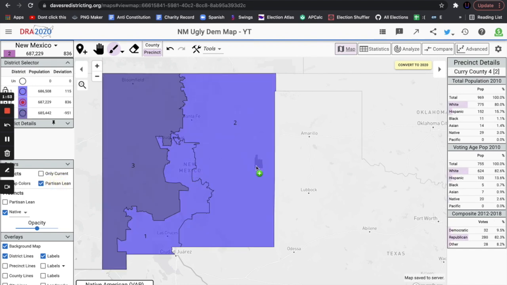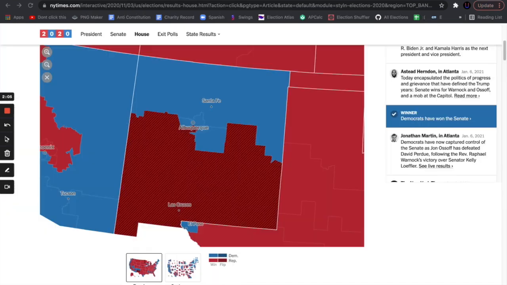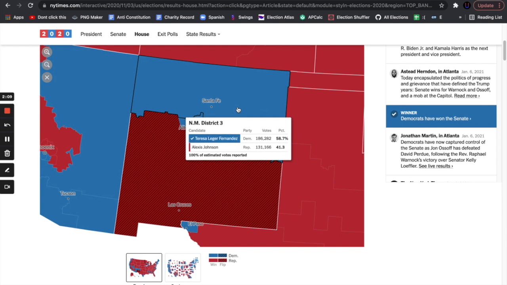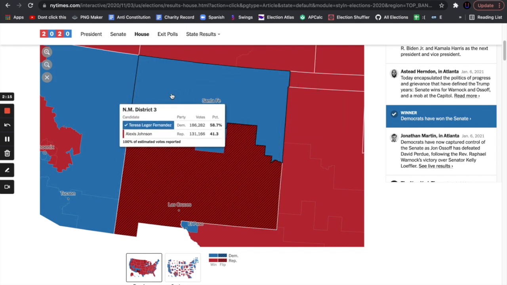And, realistically speaking, the Democrats have some pretty good options in New Mexico because their 2 incumbents, Melanie Stansbury and Teresa Leger Fernandez, are both pretty strong incumbents. They both did quite well in 2020. So Teresa Leger Fernandez won her race by 17.4%, and that's pretty good.